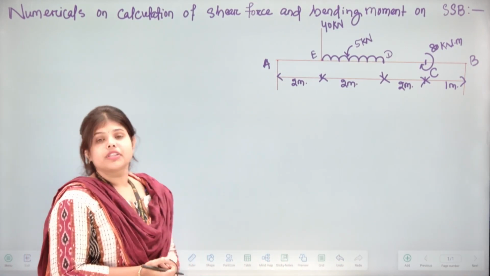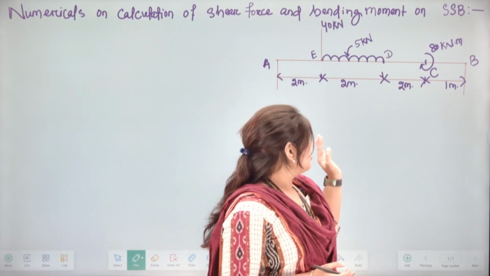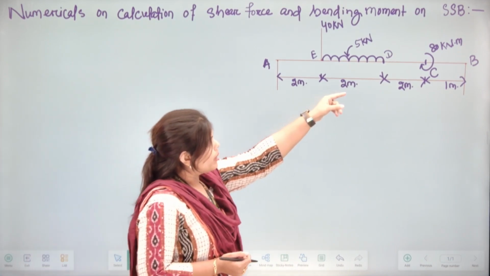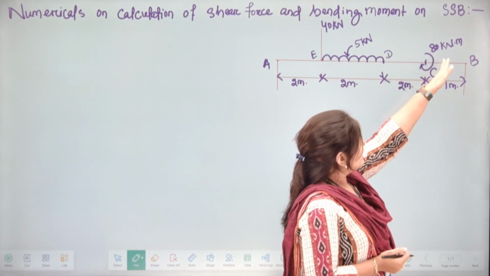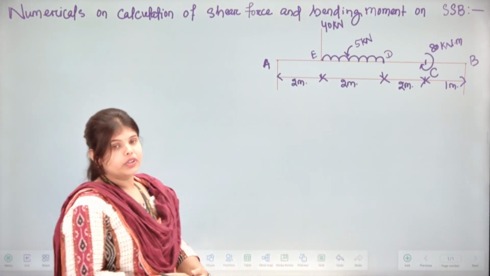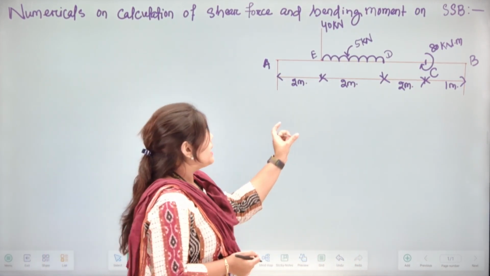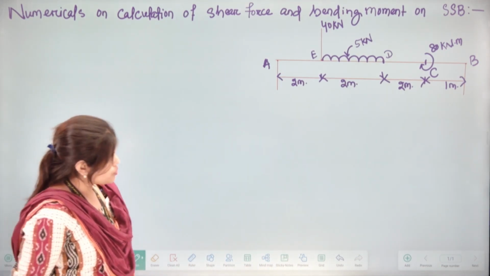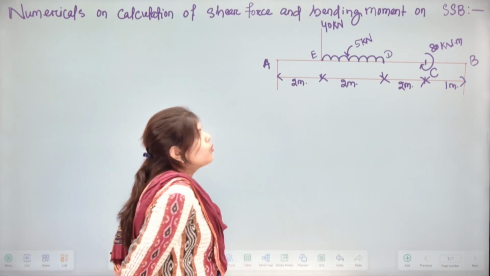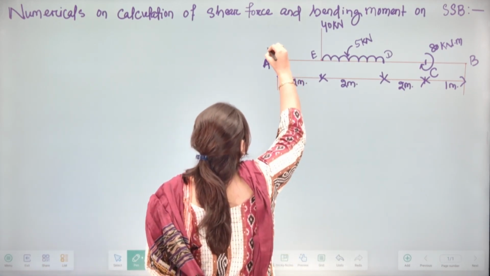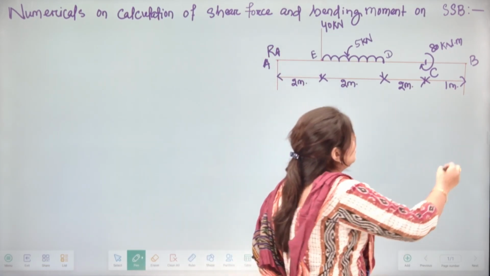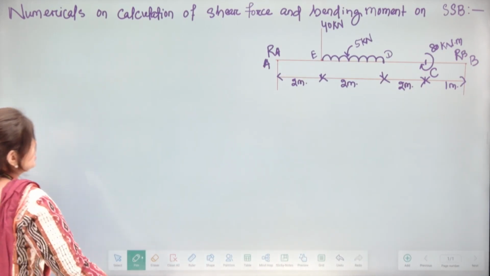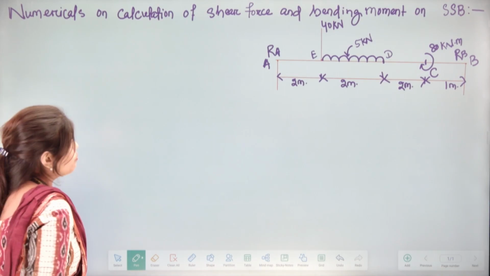In our previous classes, we have already solved so many numericals, but the difference in this numerical is we have one moment here, about 80 kilonewton into meter, and also we have one point load and a uniformly distributed load. Before going to solve, we know that at the end supports we will have the reaction forces, that is Ra and Rb. So the first work is to find out the reaction forces.